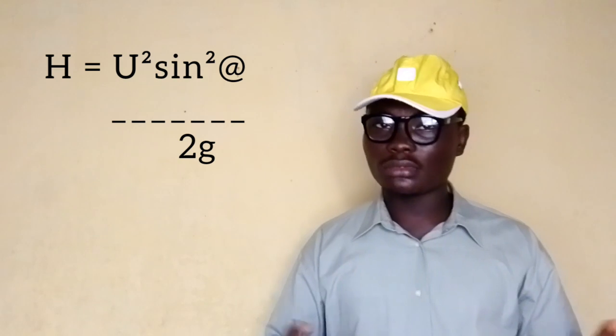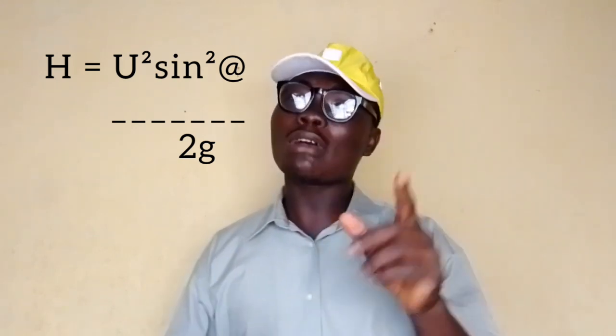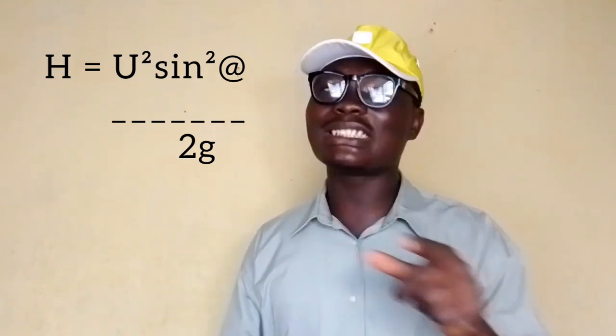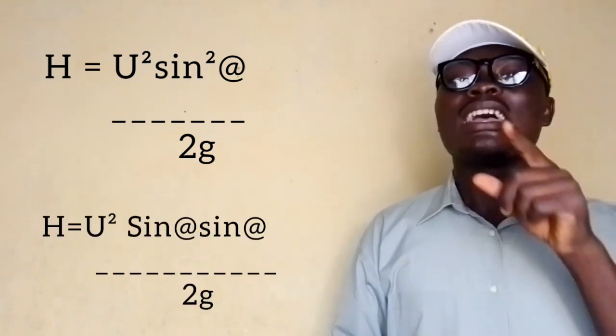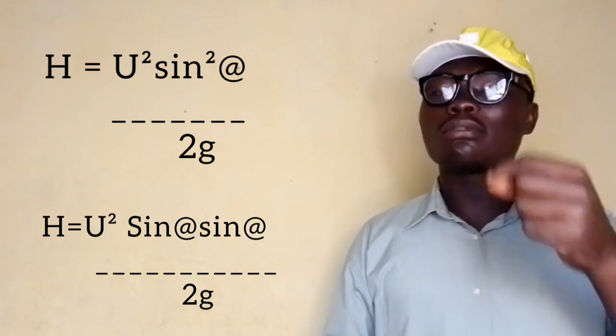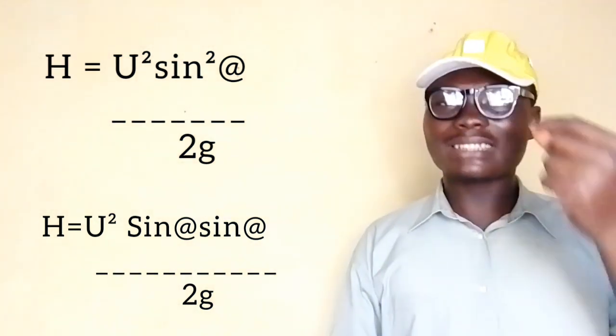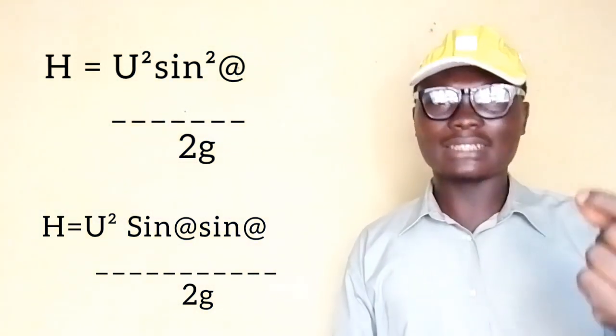Fine. The next one you need to understand here is the maximum height. The formula for the maximum height is what? U square sine square theta over 2g. You need to understand that. Sine square theta means sine theta times sine theta. You can see it on the screen now, okay? Sine theta times sine theta. If I give you sine 30 now, sine square 30 means sine 30 times sine 30, 0.25.